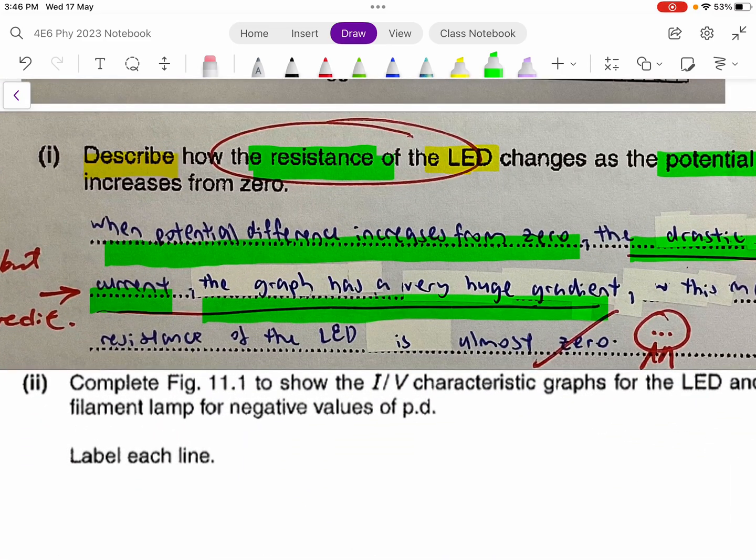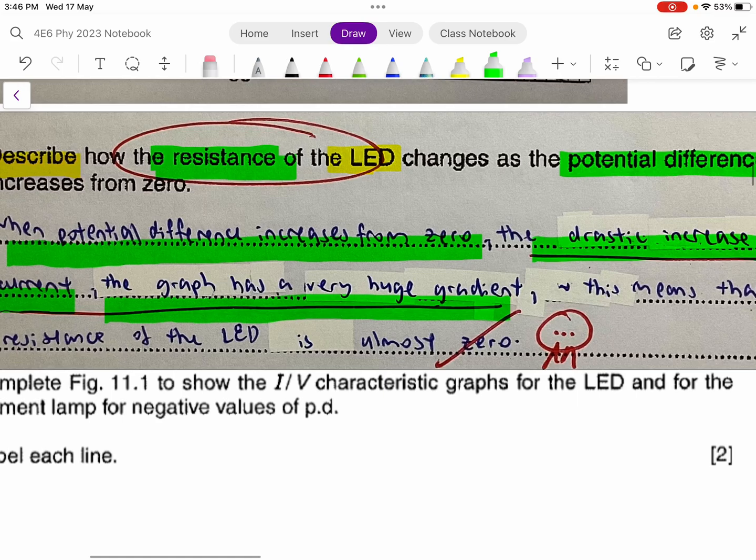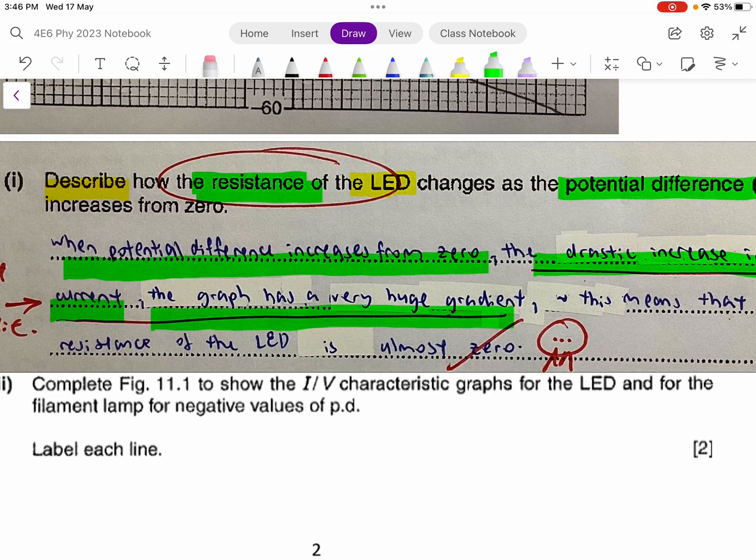He only said that, generally, when the potential difference increases from 0, the graph will have a huge gradient. What do you mean by the graph? Which part of the graph? So when you are asked to describe something, you need to be able to break a very complex graph into parts that you can describe easily with one or two key adjectives, right?